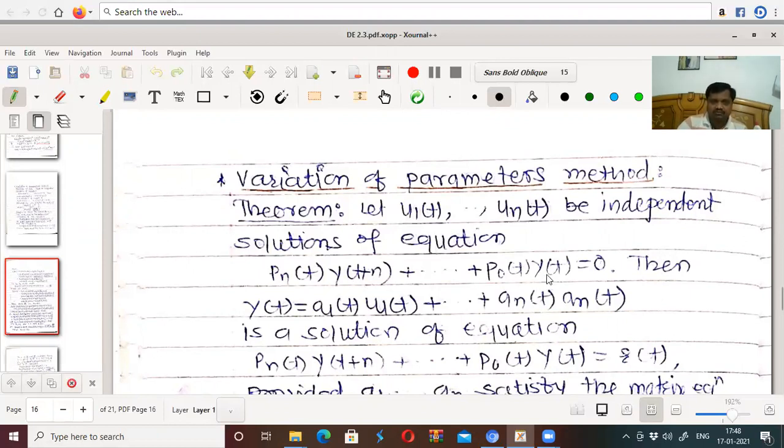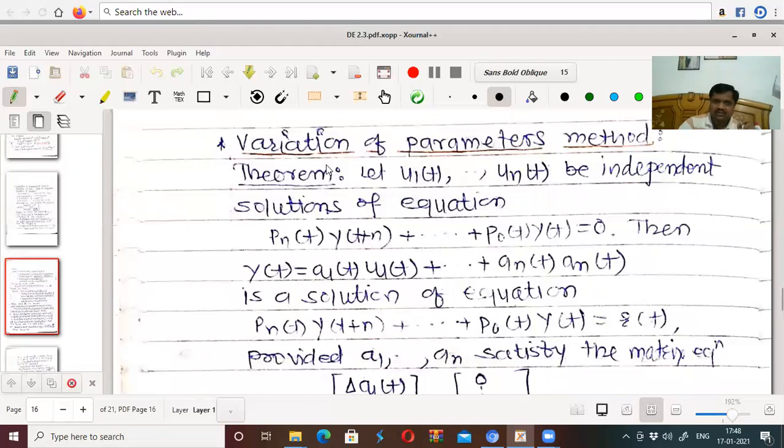That is, if the coefficients of y(t+1) up to y(t+n) are variables or functions of t, not constants. This method is called the variation of parameters method. Such a method is also available in differential equations, but here the parallel method is in the difference equation.